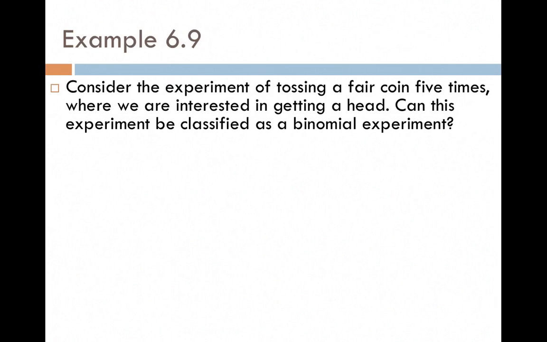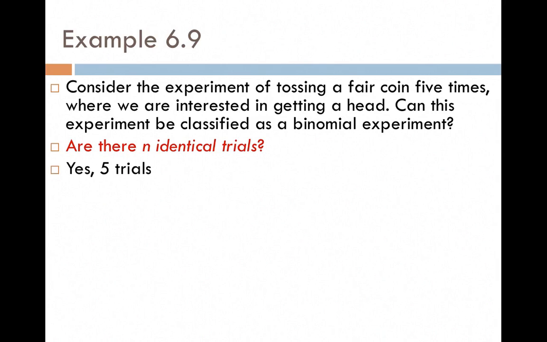Okay, let's look at example 6.9. Consider the experiment of tossing a fair coin 5 times, where we are interested in getting a head. Can this experiment be classified as a binomial experiment? So let's go through the 4 conditions and see if we satisfy each. Are there n identical trials? Okay, so we're tossing a fair coin 5 times. Are there n identical trials? Yes, there are 5 trials, so little n is 5.